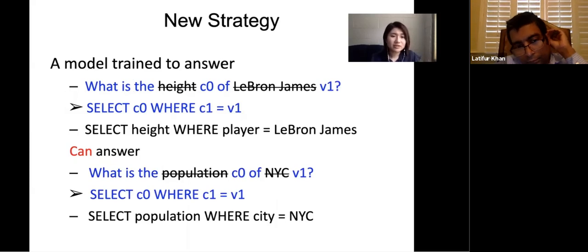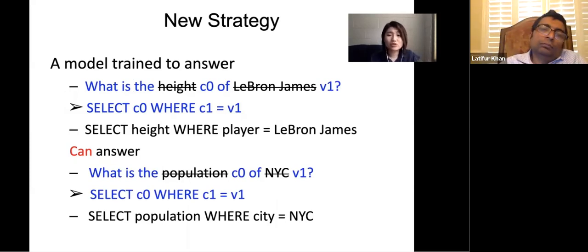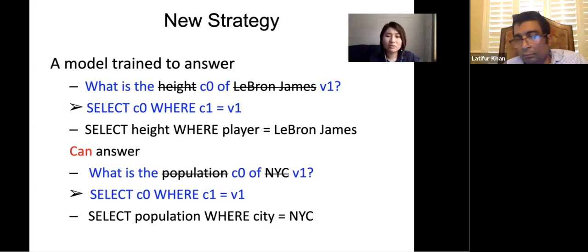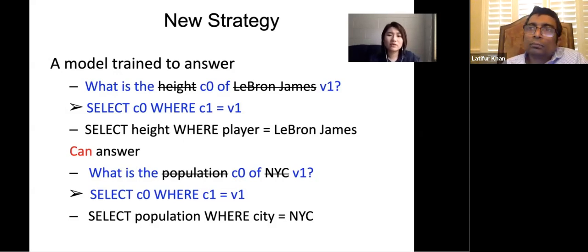Based on such observation, we propose a new strategy: to remove domain-specific knowledge to address the domain transfer challenge. Here is an empirical approach of removing such information. Supposing domain knowledge is known, we replace domain-specific data with predefined symbols. For example, in this question, we replace height with CO and LeBron James with V1.